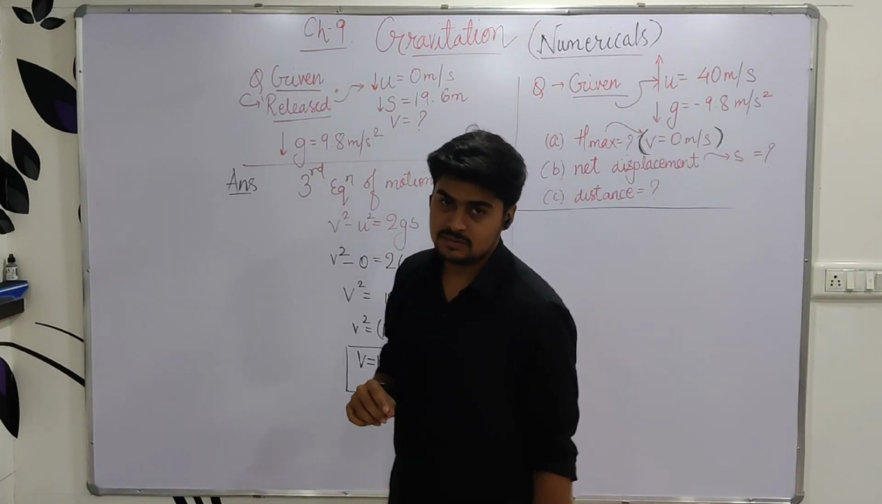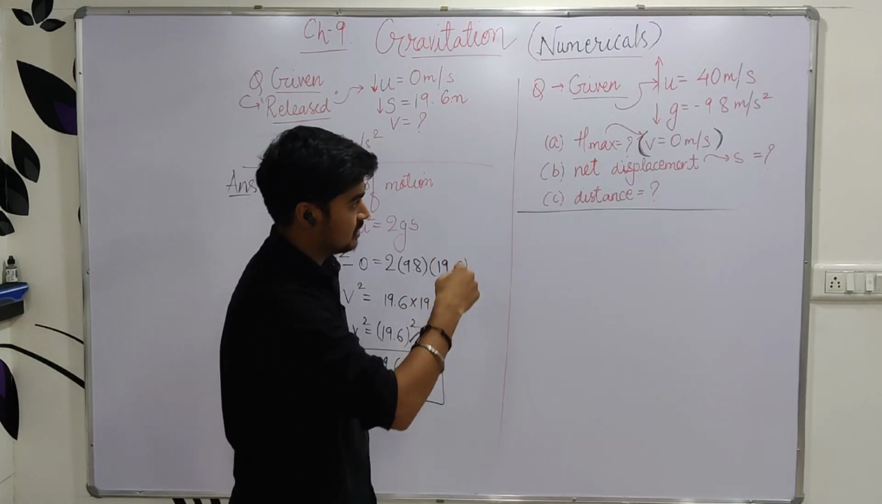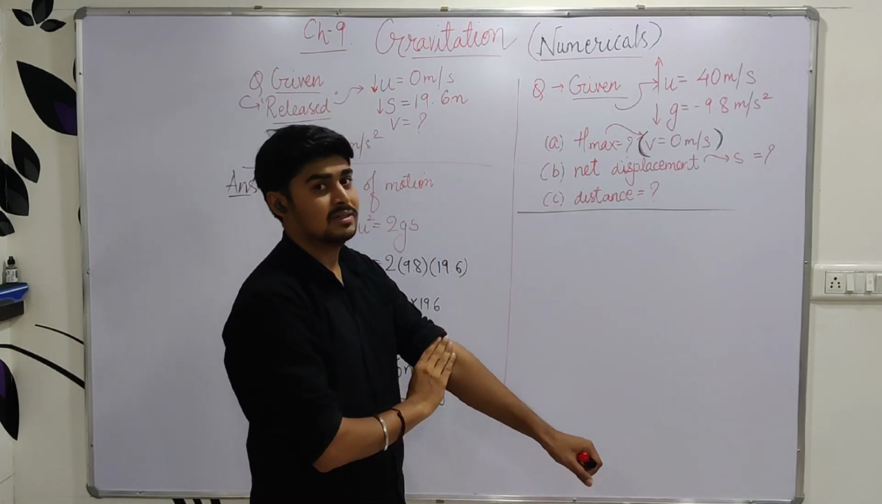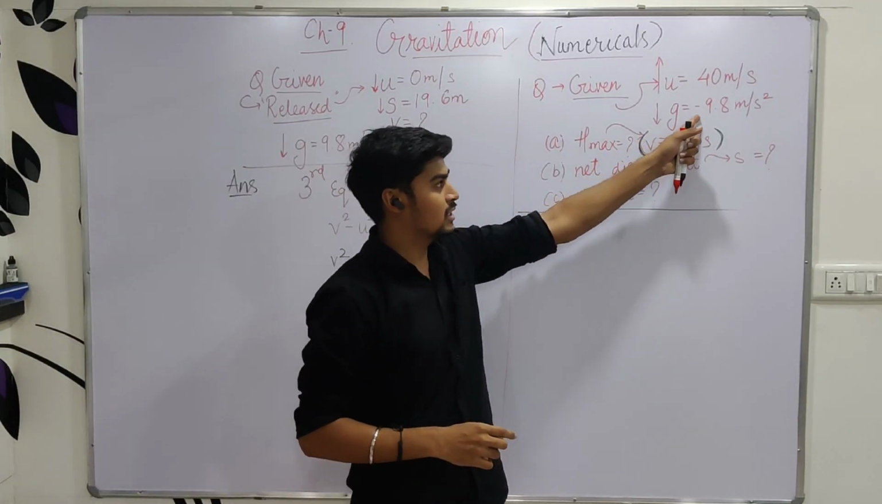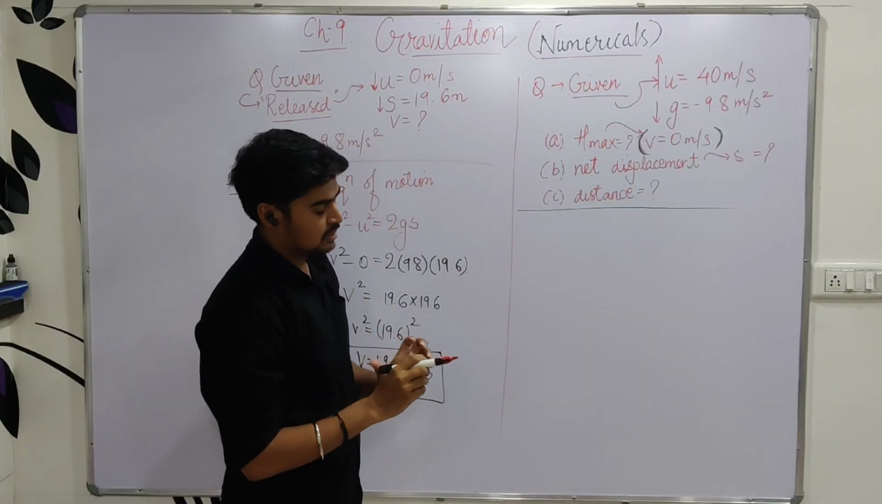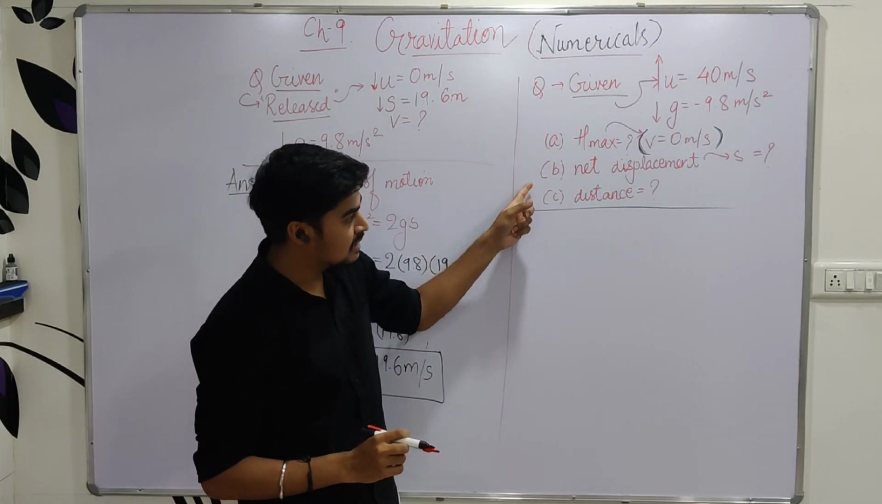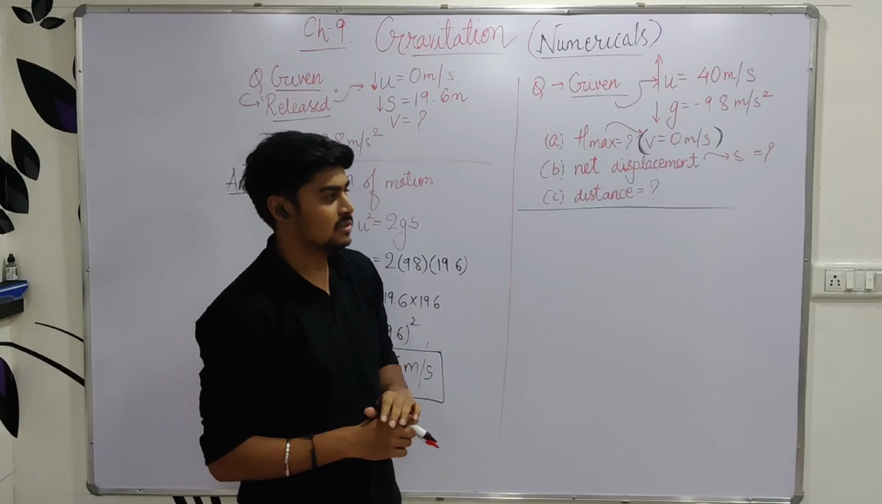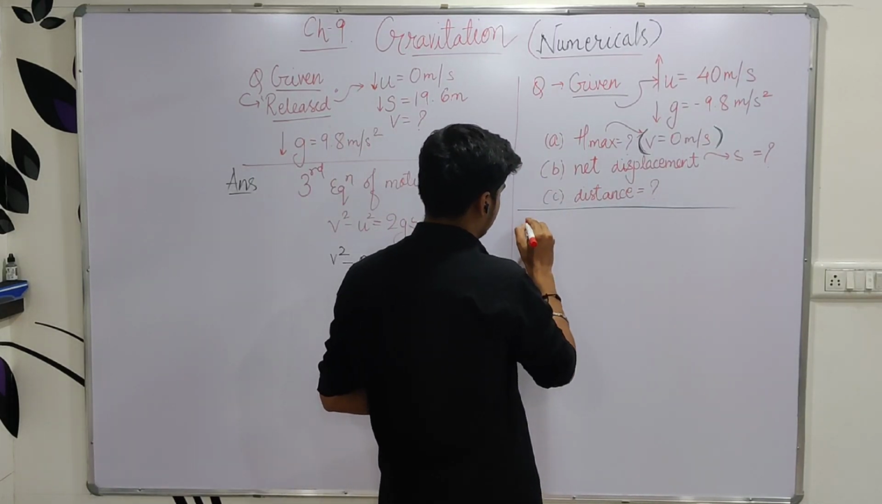Jumping to the next question, in which the initial velocity in the vertically upward direction is 40 meter per second, and as you see, gravitational acceleration is always downward, so we have to take it as negative as the directions are opposite. Three things we need to calculate. First is the maximum height, then the net displacement, and the distance. Okay, let's try to calculate each of the things.